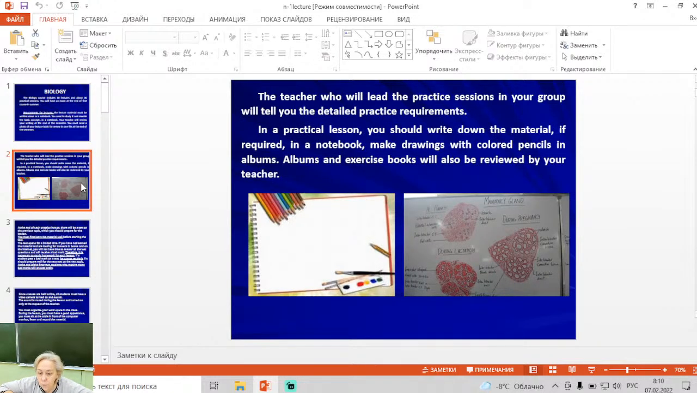The teacher who will lead the practice session in your group will tell you the detailed practice requirements. In a practical lesson, you should write down the material, if required, in a notebook, and make drawings with colored pencils in an album. Albums and exercise books will also be reviewed by your teacher. And on this slide you see an example of an album and an example of a drawing in an album.